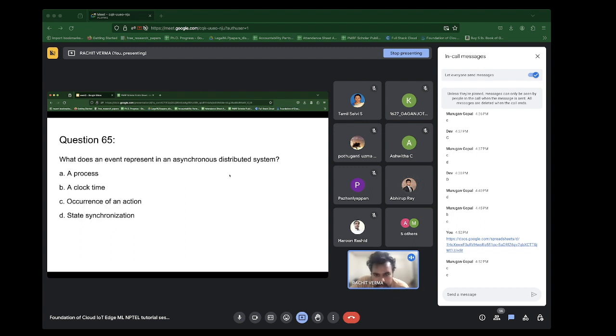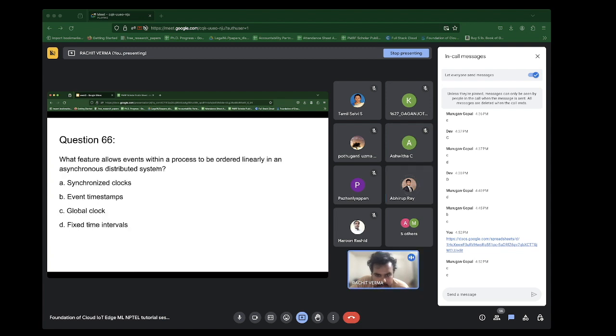Okay, so I think we stopped over here. Which feature allows events within a process to be ordered linearly in an asynchronous distributed system?